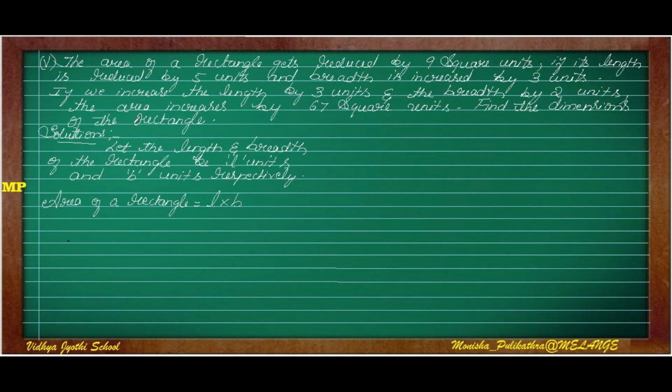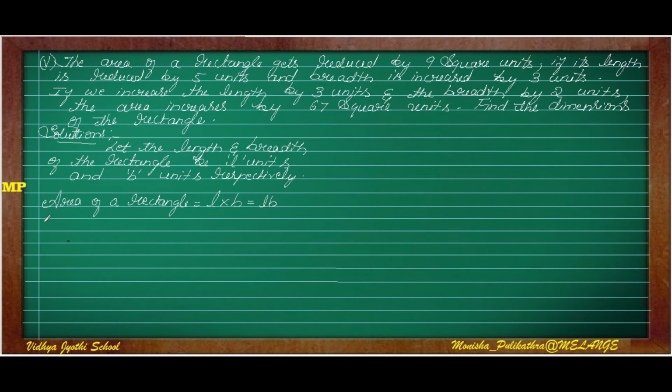Moving on to the last question of this session. Here the area of a rectangle gets reduced by 9 units. The length and breadth are given as L and B respectively. So the area of a rectangle is given as L into B, which can be written as LB.